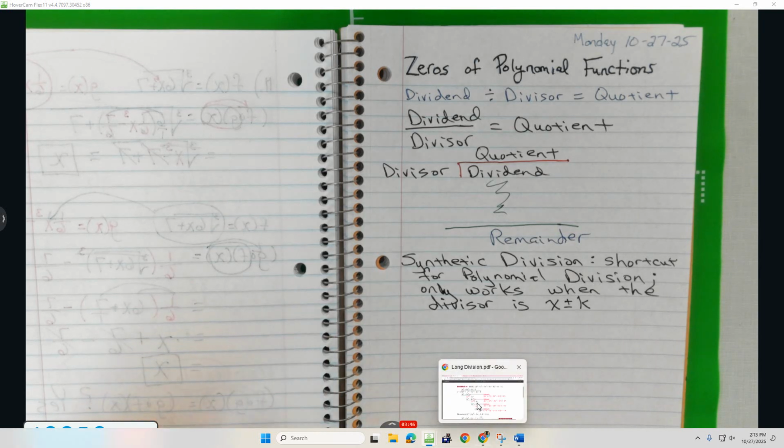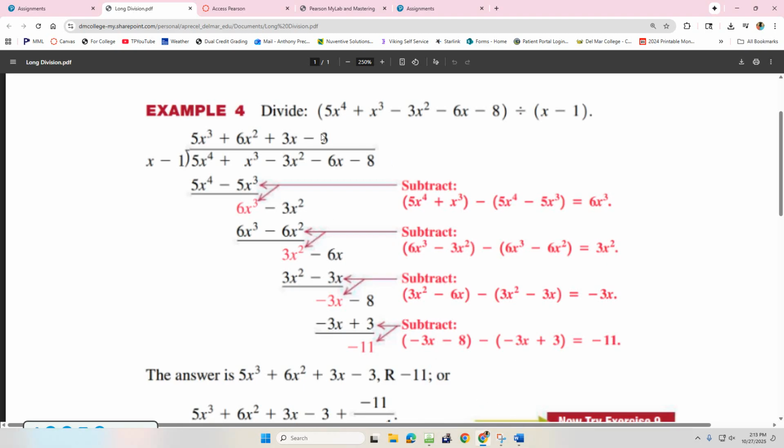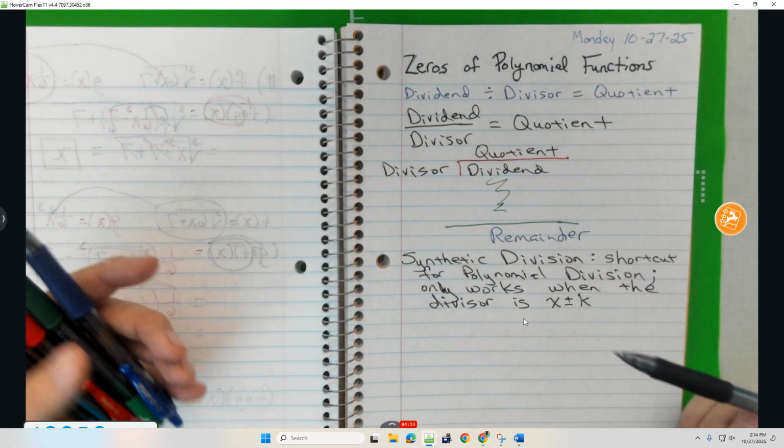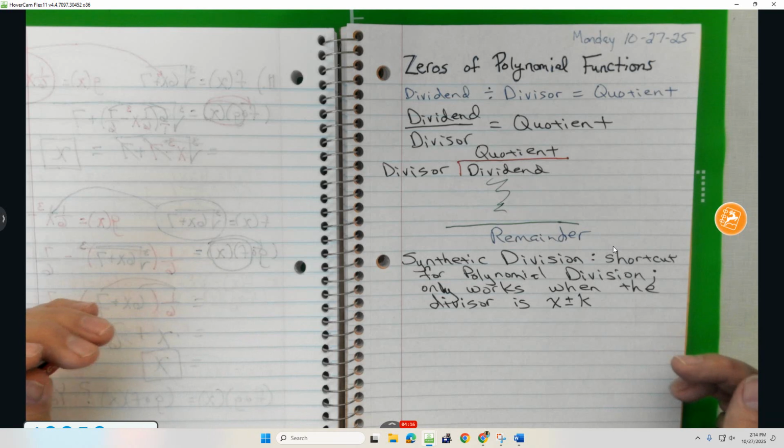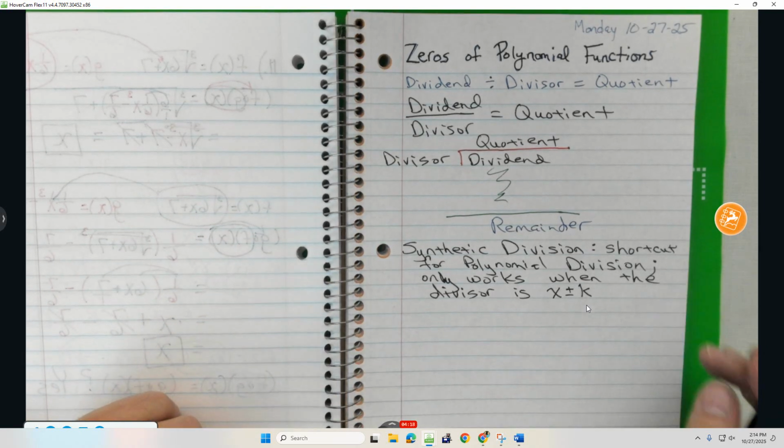Let me see. Look at this one. Could we have used synthetic division here? What's the divisor? X minus 1. So yes, you could have used synthetic division for this problem rather than that long division that they used. The divisor's in the form x plus or minus a number. And there's something else I need to mention.